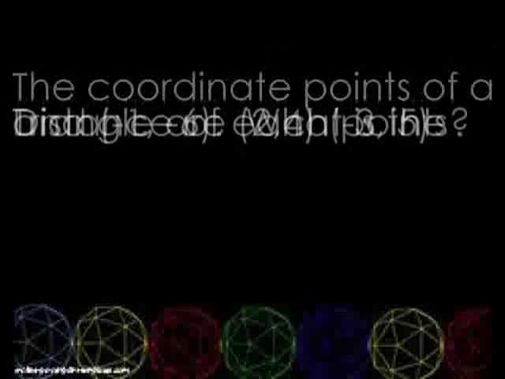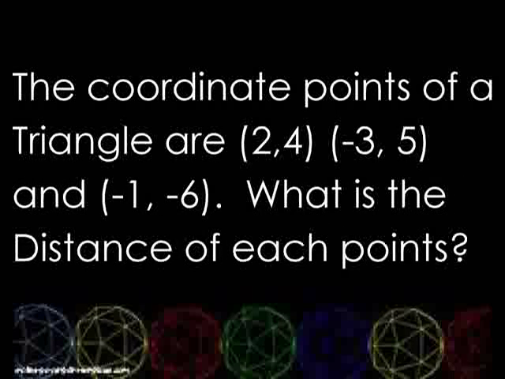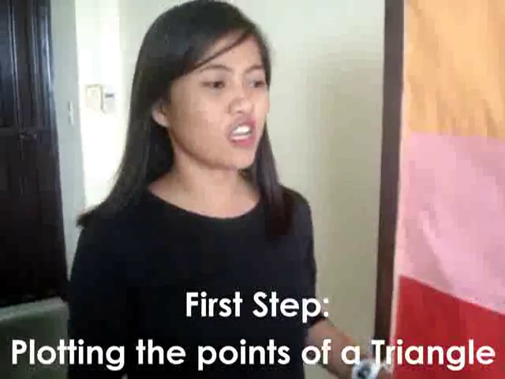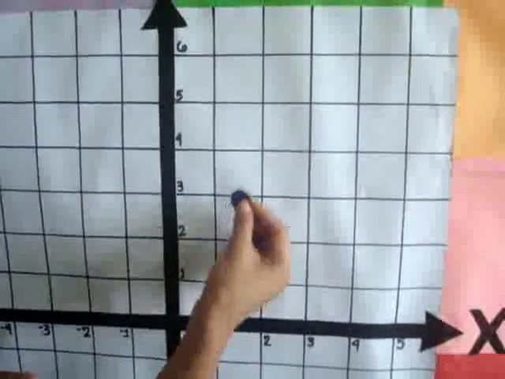Let's try this. The coordinate points of a triangle are (2, 4), (negative 3, 5), and (negative 1, negative 6). What is the distance of each point? So we have here a Cartesian plane. The first step is plotting the points of a triangle. The first is (2, 4), and we plot (2, 4) and name this point A.